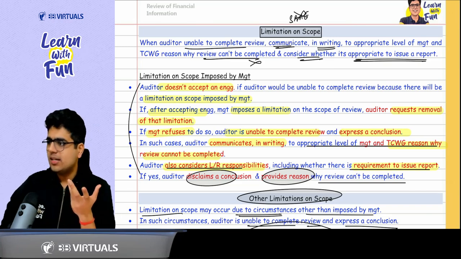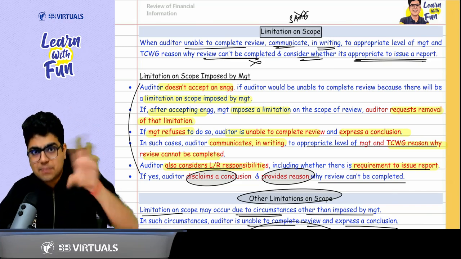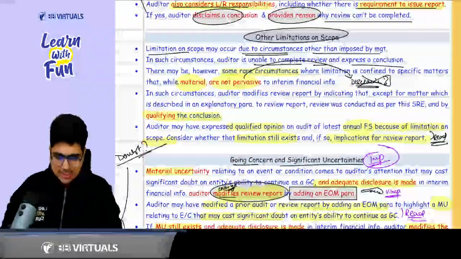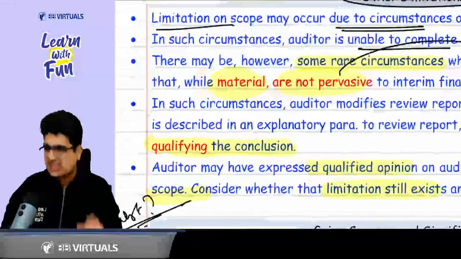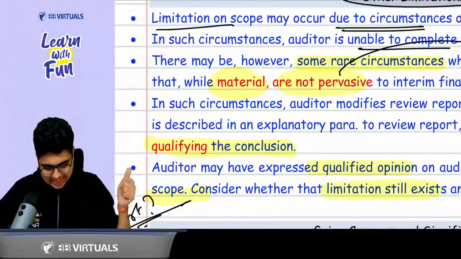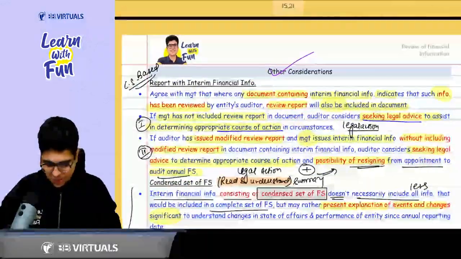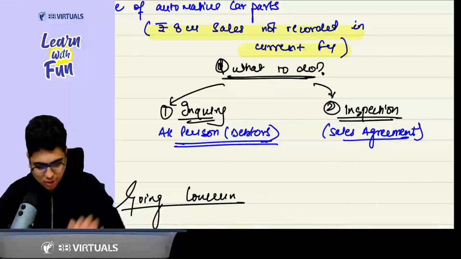Now, many of you may say, sir, what if the impact is material but not pervasive? In that case, you just need to qualify your conclusion. Going concern part, we have already covered. Now comes the last two topics.